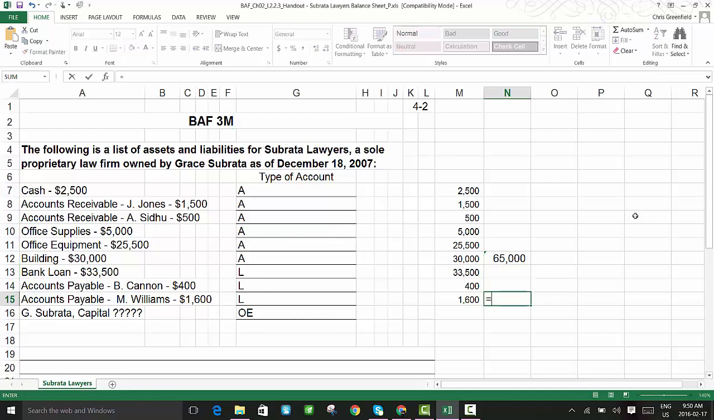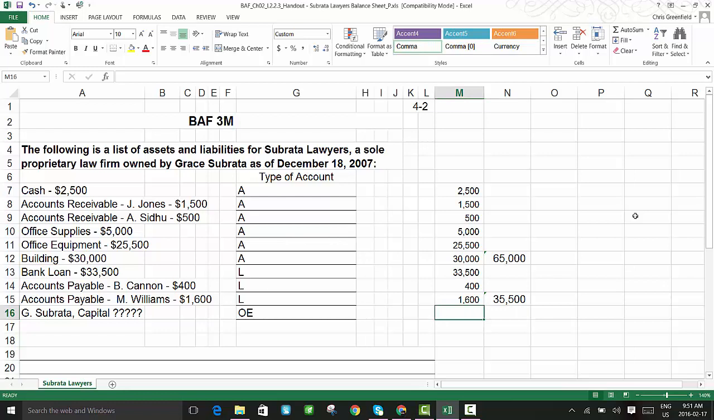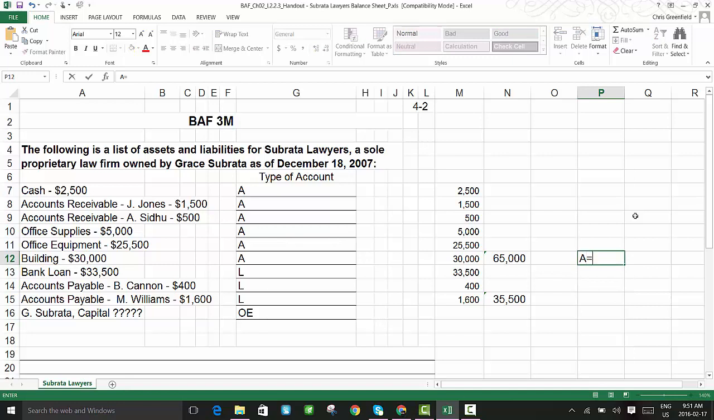I'm going to do the same thing with my liabilities. So equals SUM, open the bracket, arrow over to 1600, hold shift and go down to 33,500, close my bracket, and press enter. Again, I can hit my F2 key to see what I've done. And down here for my capital, this is the difference, the subtraction, of my 65,000 in assets minus the 35,500 in liabilities. So we're turning our fundamental accounting equation around a little bit.